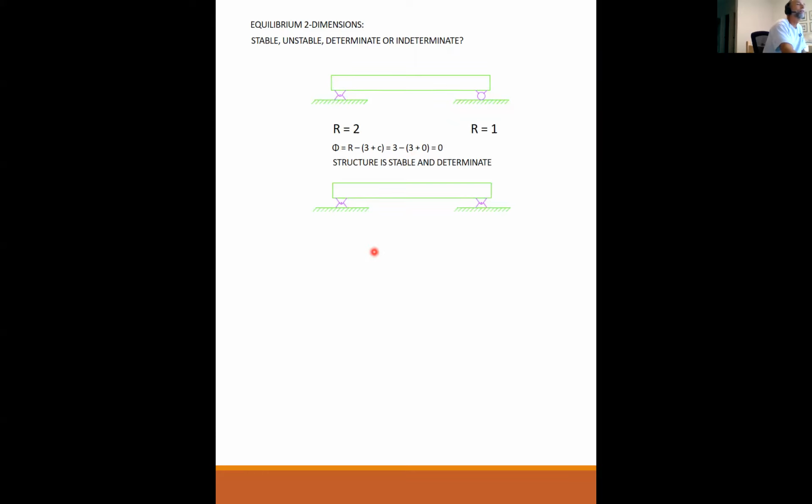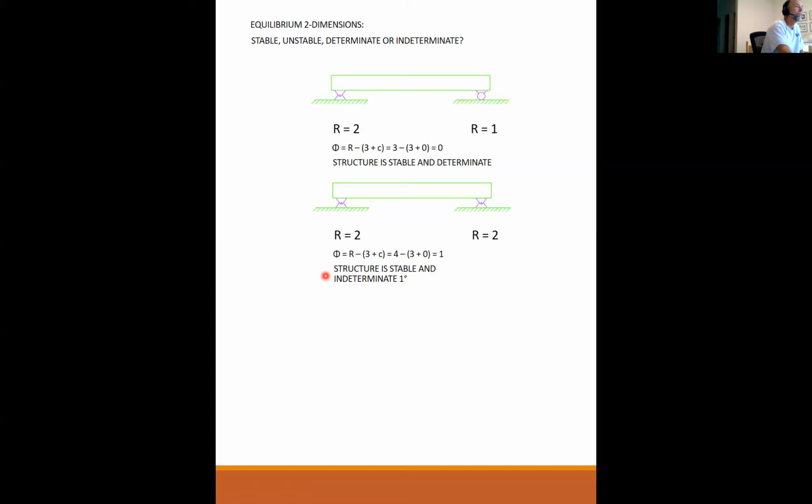Okay, so what happens if I have 2 pins? It's even more stable, right? No. We have 2 restraints for this pin and 2 restraints for this pin. So phi is equal to R minus 3 plus C, which is 4 minus 3, equal to 1. So in this case, the structure is stable and it is indeterminate to the first degree. What does this mean, by the way?